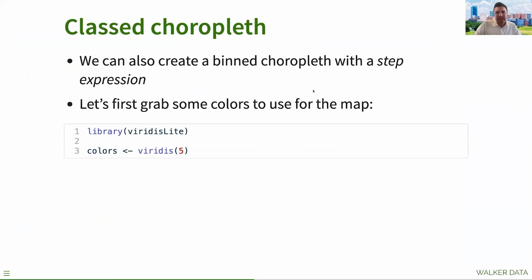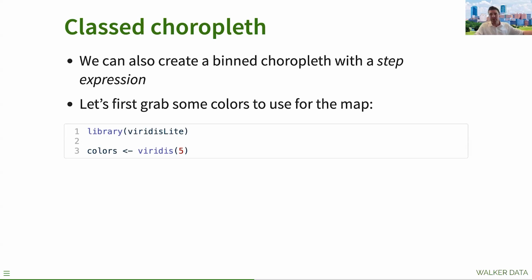You might also be interested in creating what's called a classed choropleth. And this is something that's going to be very familiar to those of you from a GIS background. You want to put values into buckets and then visualize those buckets. This requires in the JavaScript library something called a step expression, which kind of feels a little unfamiliar to our users, but I'll go ahead and walk you through it.